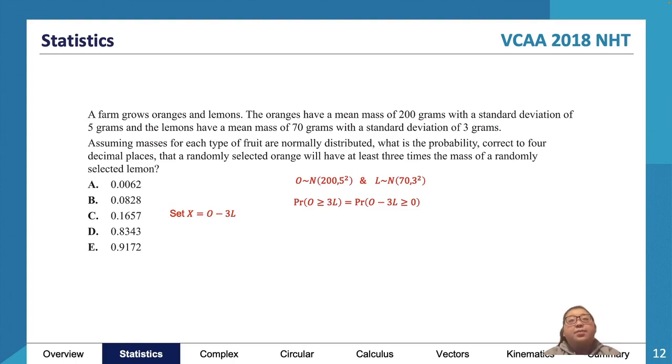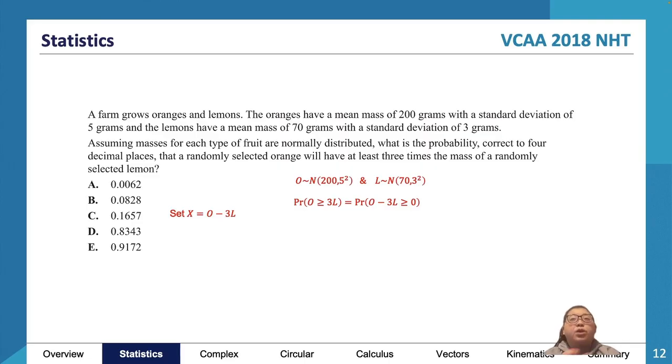So we'll set X to be equal to O minus 3L because it wants to be 3 times the mass. It's not the mass of 3 randomly selected oranges, it's 3 times the mass of a randomly selected orange. Sorry, selected lemon. Let me just say that one more time. It's not the mass of 3 randomly selected lemons, it's 3 times the mass of a randomly selected lemon. And that's why we go O minus 3L rather than O minus L1 minus L2 minus L3.